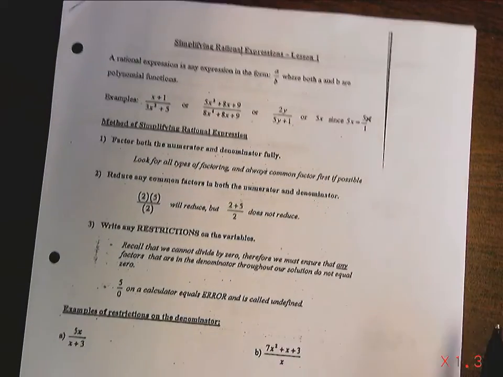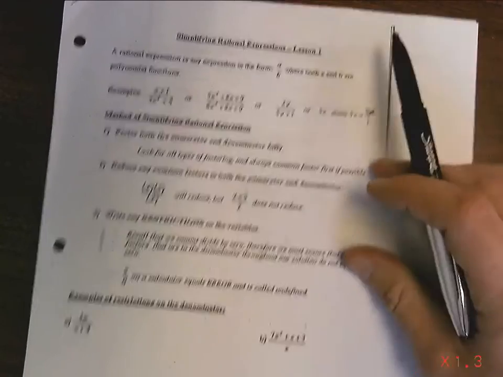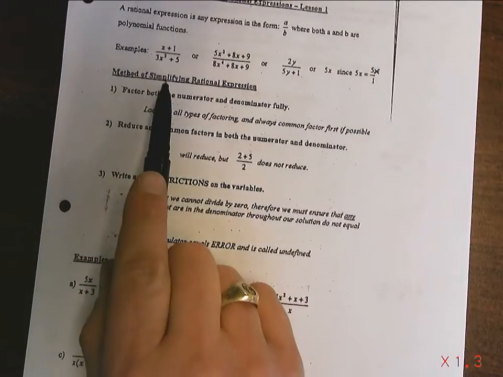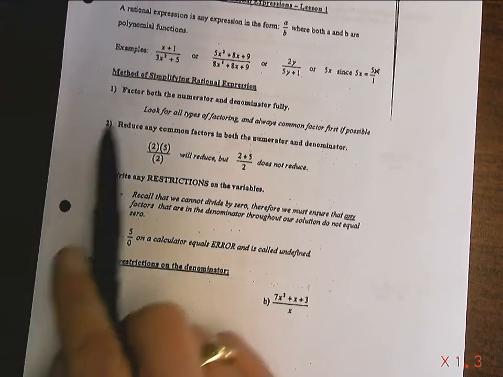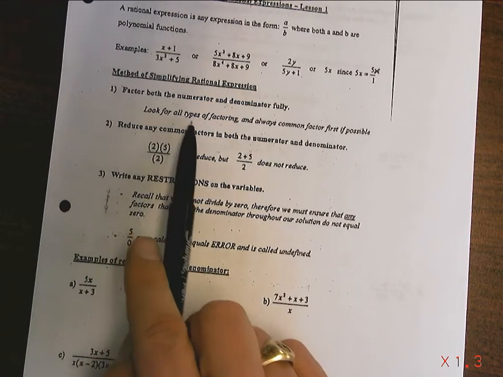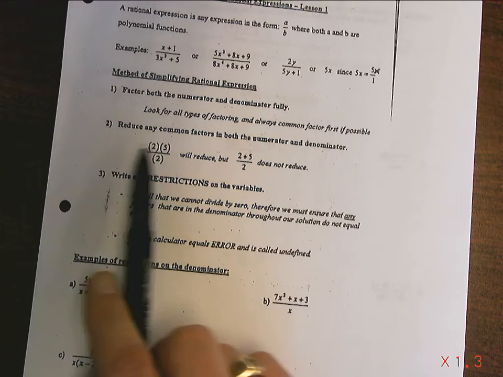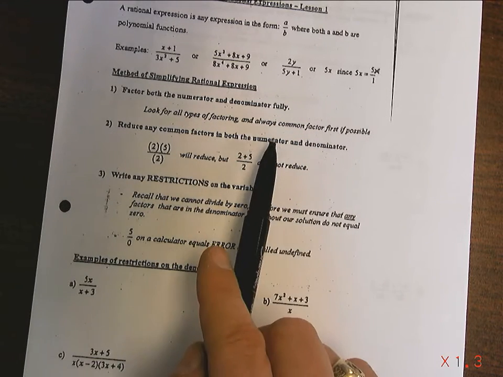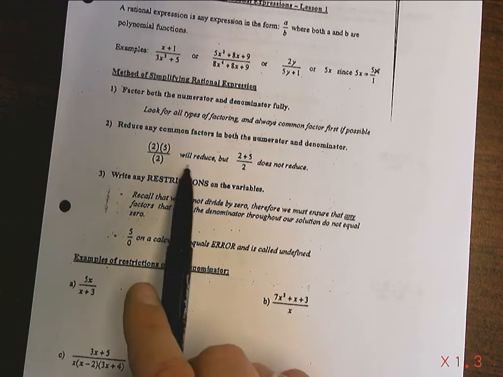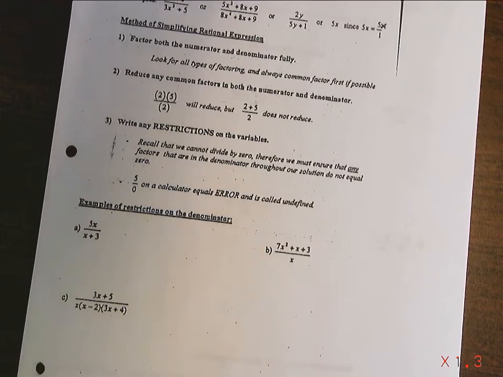Okay, kids, so that was knowledge that you needed to be able to work through some of this. So now we're going to talk about the method of simplifying rational expressions. You're going to factor both the numerator and the denominator fully. Look for all types of factoring, and always common factor first. Reduce any common factors in both the numerator and the denominator. We talked about that. And write any restrictions on the variable.